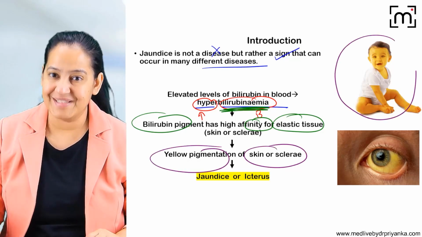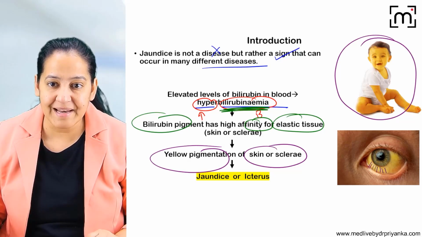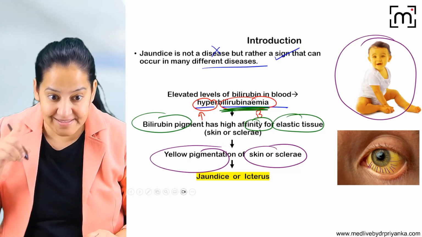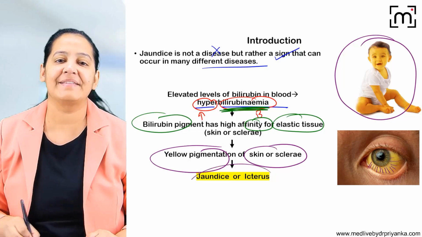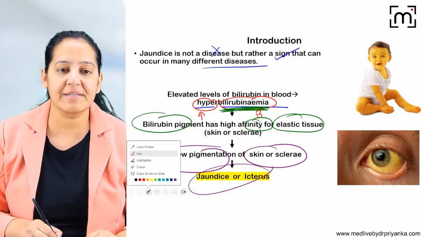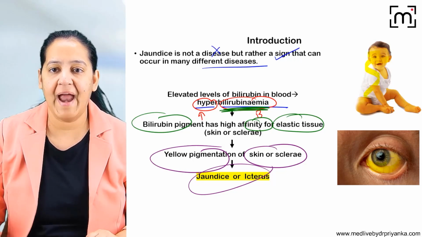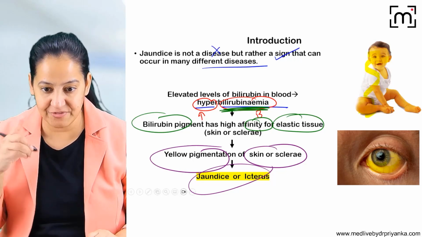So have a look here. The skin is yellowish in color. Have a look here. Can you see the sclera? The sclera, don't look at the conjunctiva, see the sclera. The sclera is yellow in color. So that is jaundice or icterus. That is yellowish discoloration of skin and sclera. Can you see the yellowish discoloration of skin and sclera?